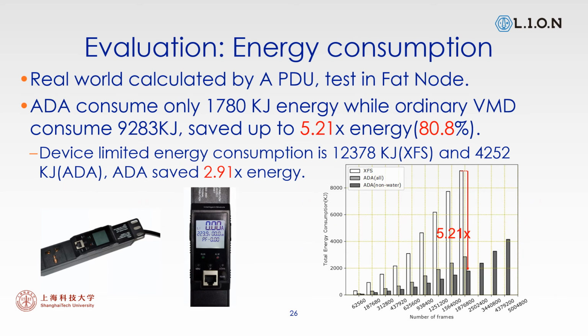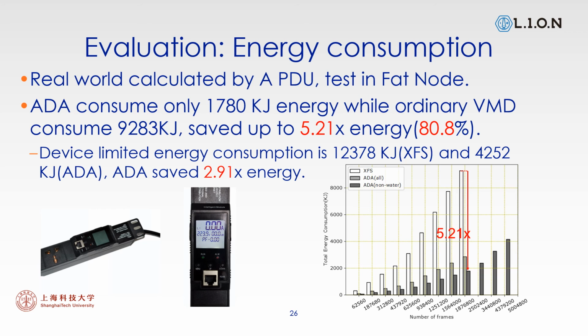We also evaluate ADA energy consumption. Results are real-world measurements by RPDU, tested on the fat node. The result shows ADA consumes 1,780 kJ energy, while ordinary VMD consumes 9,283 kJ, saving up to 5.21 times energy, or 80%.